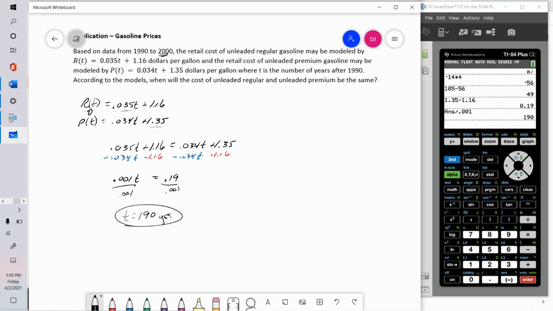So 190 years after the year 2000 would be the year 2190. That's quite a prediction to make that it will take that long, but if things don't change, that's how long it would take for those to be equal. So there's an application of solving systems.